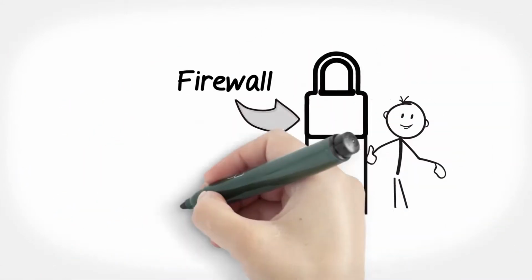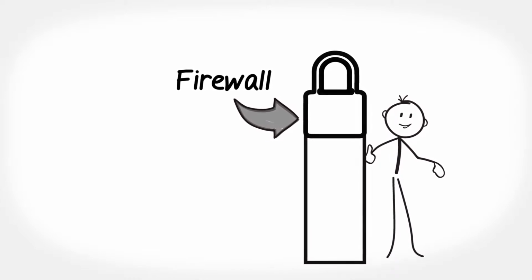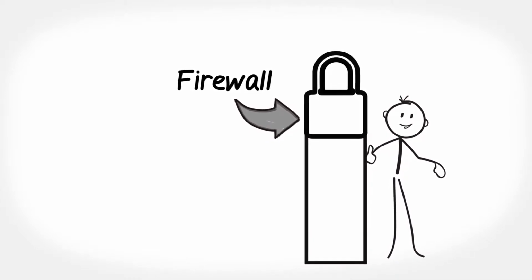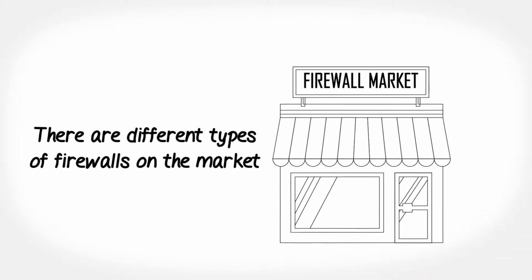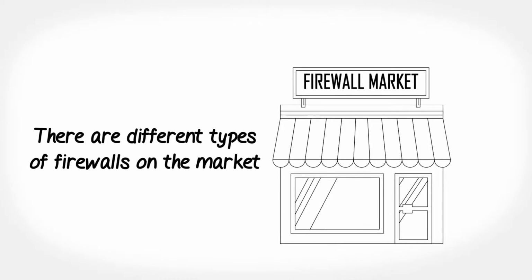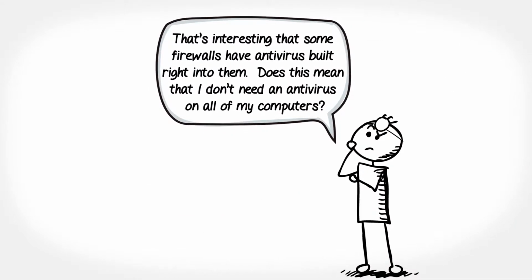Think of a firewall as a strong door on your house. The people that you want to have access to your house get a key, and for everyone else, the door is locked. A firewall does the same thing. It protects your network from attacks. There are different types of firewalls on the market today, and some even have an antivirus engine built right into the device. That's interesting, that some firewalls have antivirus built right into them.